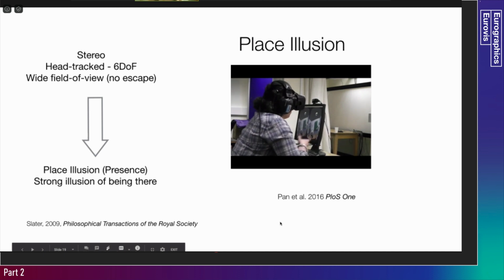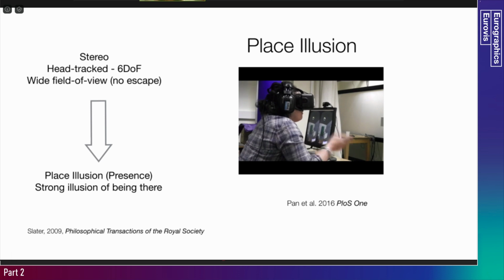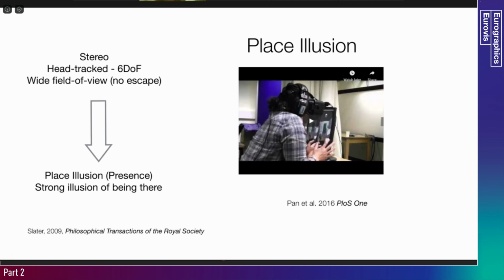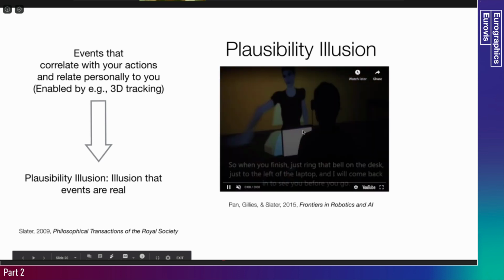So basically you see things in stereo, you have your head tracked, you have a really wide field of view, so there's no escape. You're really trapped in this virtual world. You don't see anything from the real world. And this is something called place illusion, the strong illusion of being somewhere else rather than the real environment. And the second one is plausibility illusion. I'm going to try to play this video to explain this point.